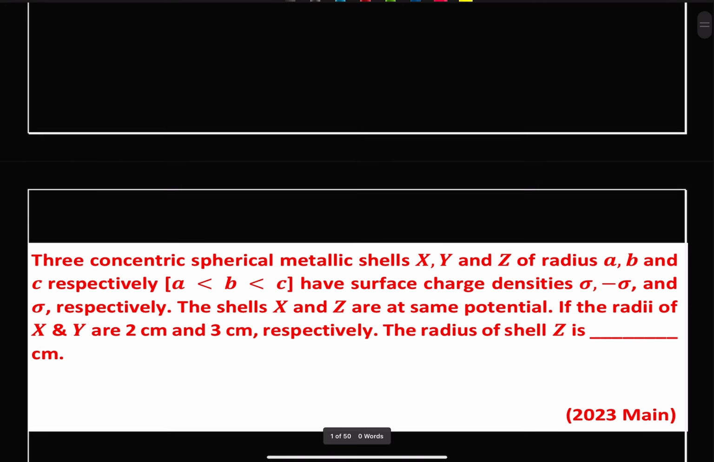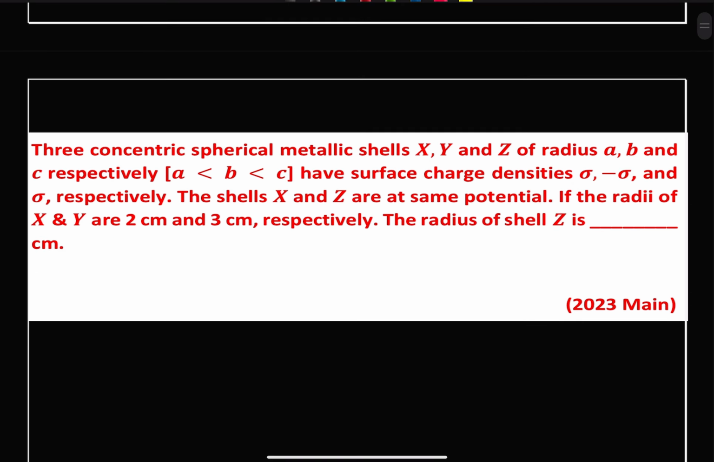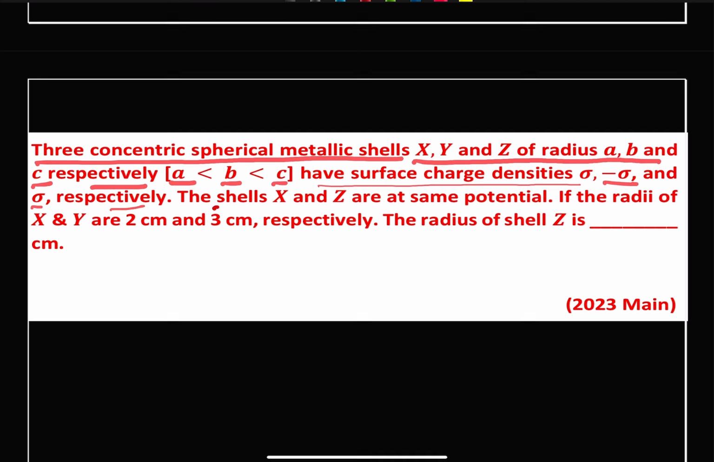So first question, it states that 3 concentric spherical metallic shells X, Y and Z of radius A, B and C respectively, with the order A less than B less than C, have surface charge density sigma, minus sigma and plus sigma respectively. Shells X and Z have same potential. If the radii of X and Y are 2 cm and 3 cm respectively, the radius of shell Z is.